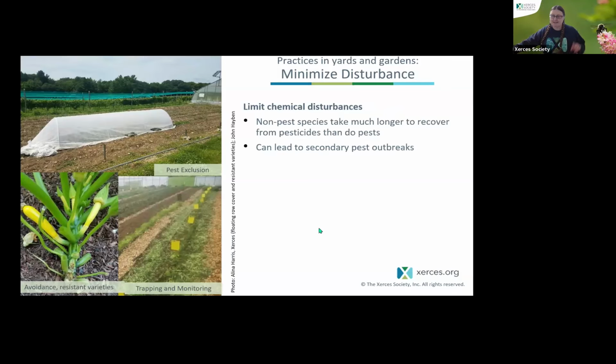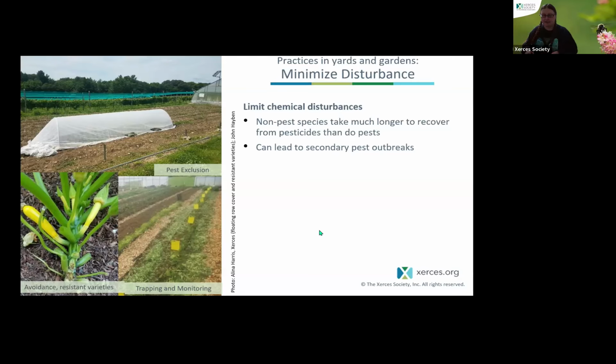These non-pest, these beneficial species that we're talking about take much longer to recover from pesticide exposure than do pests. Pests are good at being pests because they build up their populations very quickly. In many cases, they have multiple generations per year. And so, they're able to recover from a disturbance before or quicker than our beneficial insects do. A lot of those insects don't have as many generations. They take longer to develop.